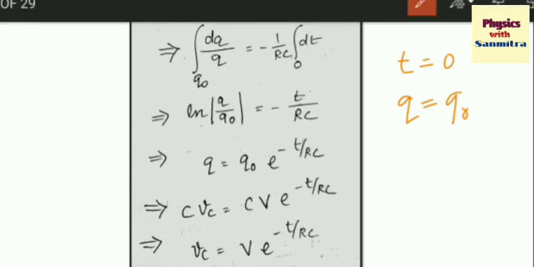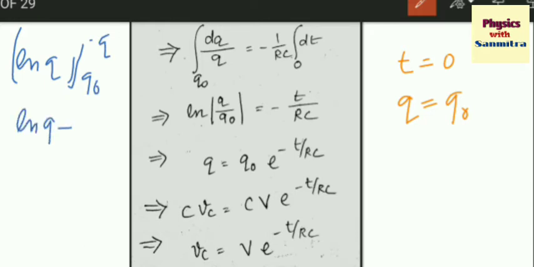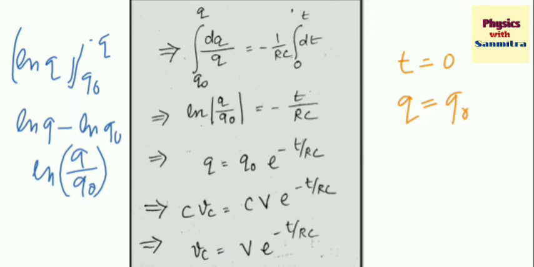How have I done that? Let me show you. There should not be any doubt. Integration of 1 by Q is ln Q, so ln Q minus ln Q naught. A minus B, that is ln of A minus ln of B, ln of A by B. So ln of Q by Q naught is equal to minus T by RC. Integration of 0 to T, that is T. I don't need to explain this.